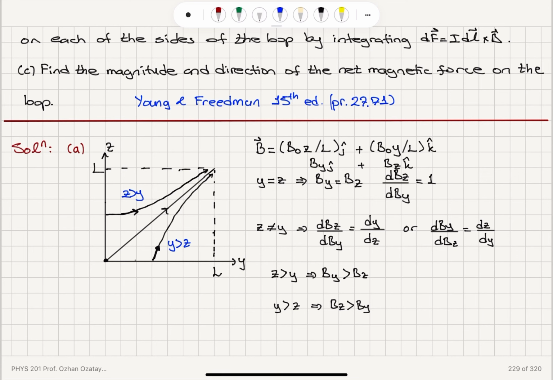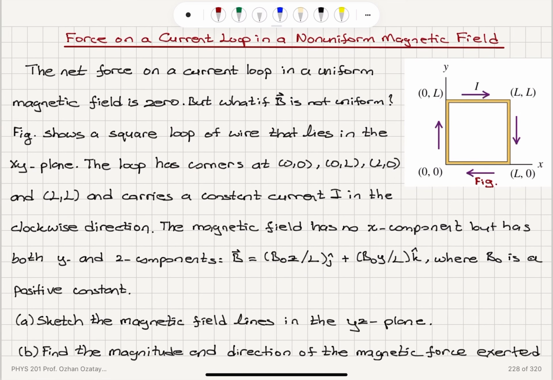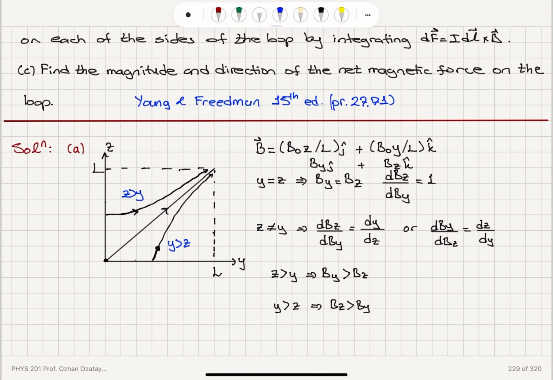Okay, let's move on to part B. Find the magnitude and direction of the magnetic force exerted on each of the sides of the loop by integrating dF equals I dl cross B.